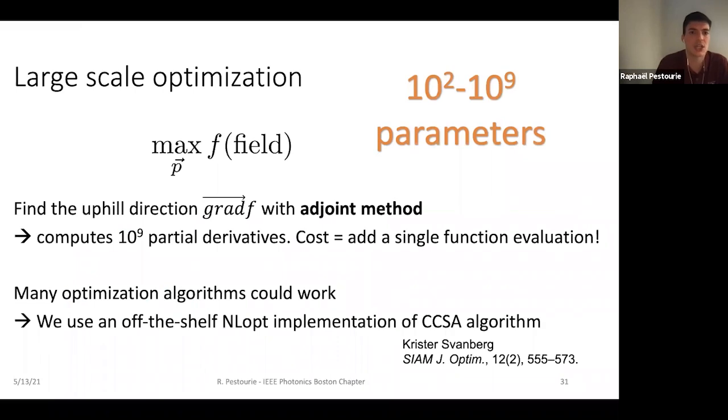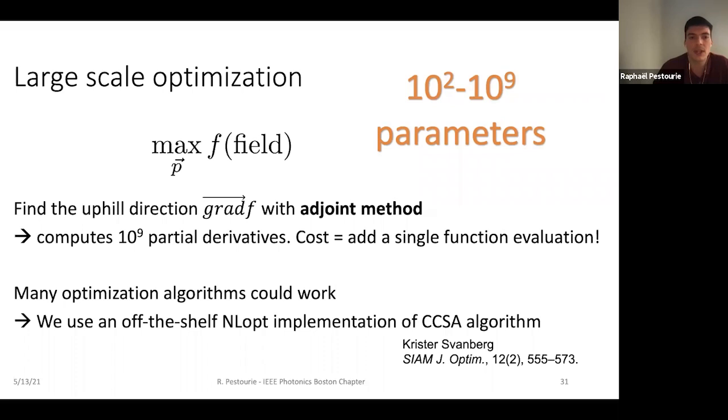And we're talking about large-scale optimization, when you have 100 to a billion parameters. And so the only really reasonable way to solve those types of problems is to use a gradient-based optimization technique. And that means that you need to get the gradient. Fortunately, there is a technique called the adjoint method, which can give you all your partial derivatives at once, at the cost of a single function evaluation. So you have one forward function evaluation and one adjoint function evaluation. You get all your gradient.